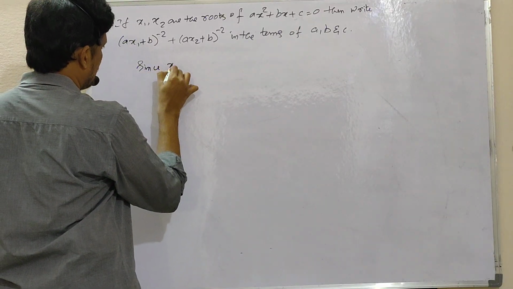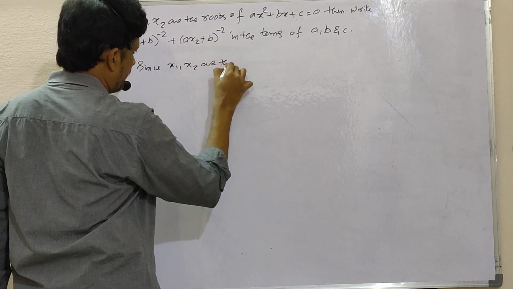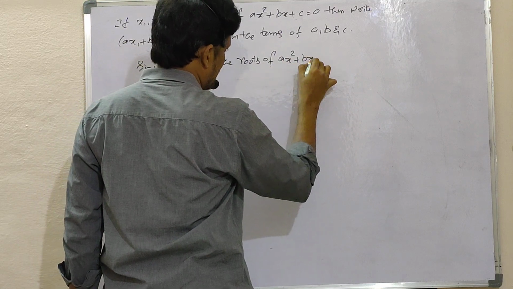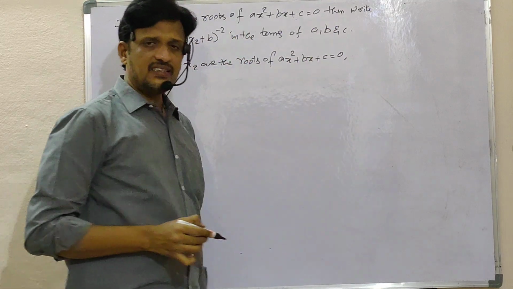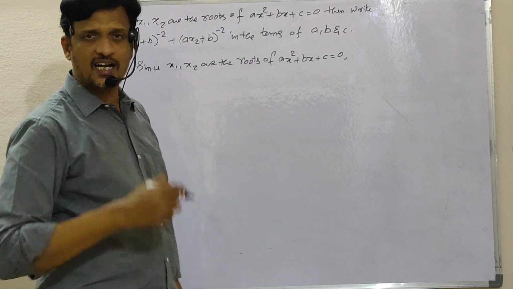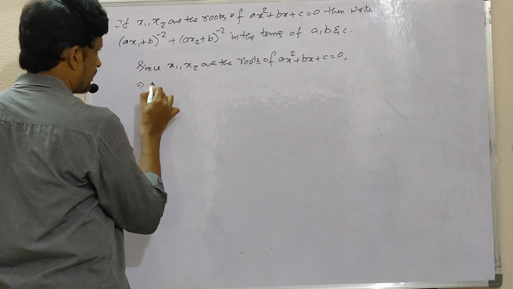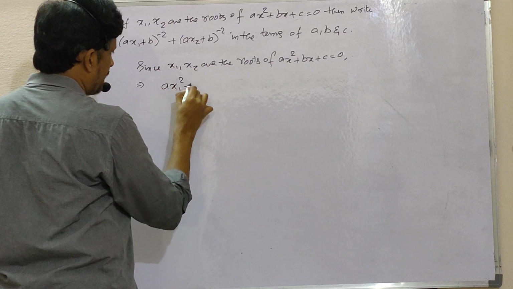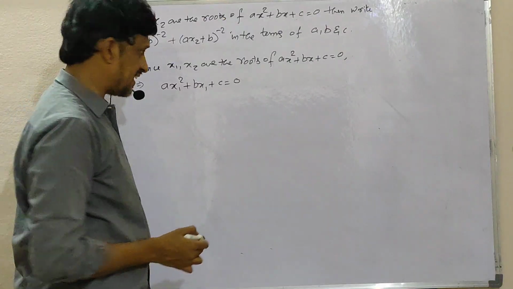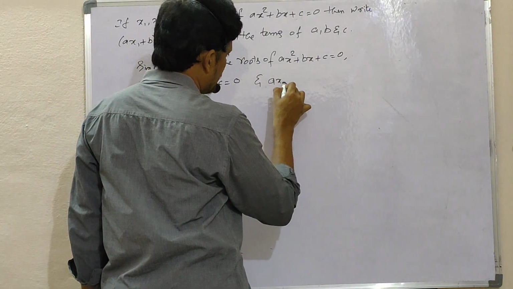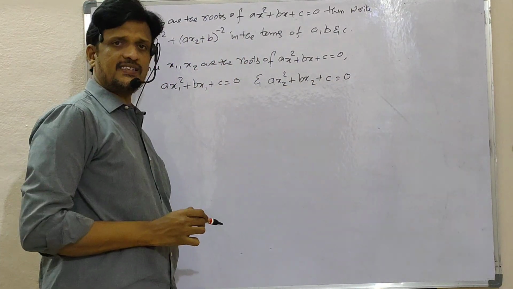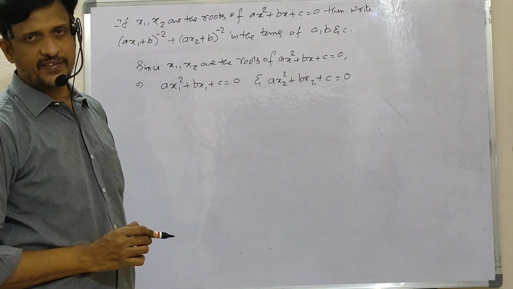Observe this one. Since x1, x2 are the roots of ax² + bx + c = 0, it means these two, x1 and x2, are satisfying the given quadratic equation. That is why these are called roots. So you can say that ax1² + bx1 + c = 0, meaning if you put x1 in the place of x, you will get 0. And ax2² + bx2 + c = 0, because x1 and x2 are the roots, meaning they are satisfying the given quadratic equation.